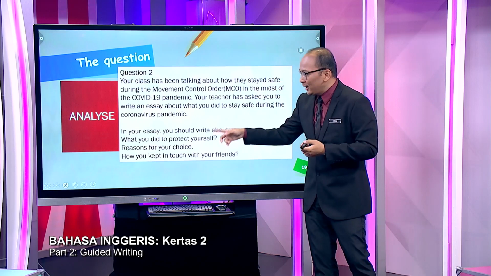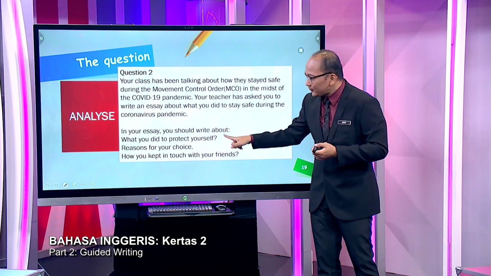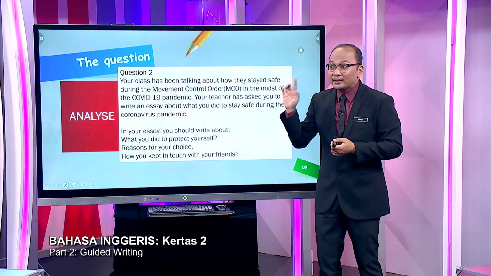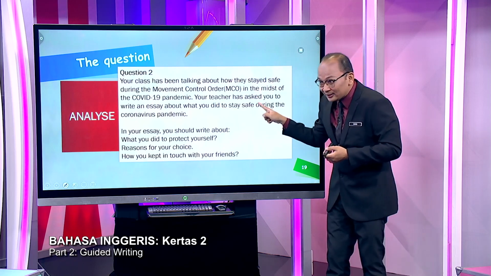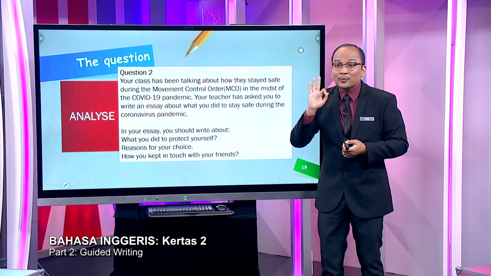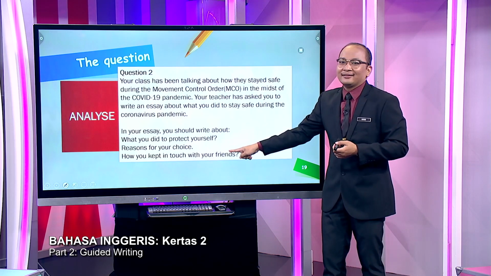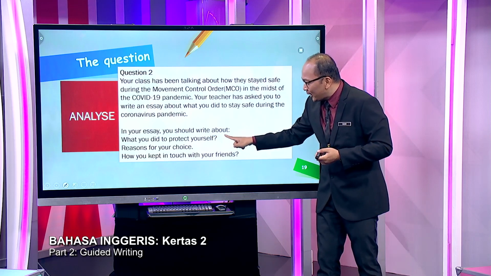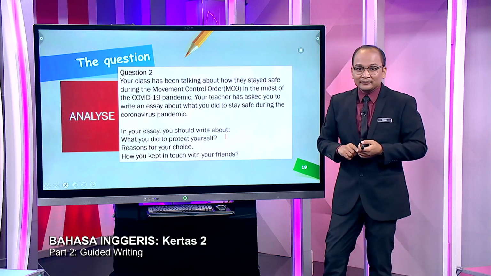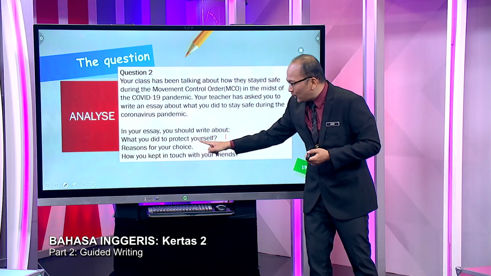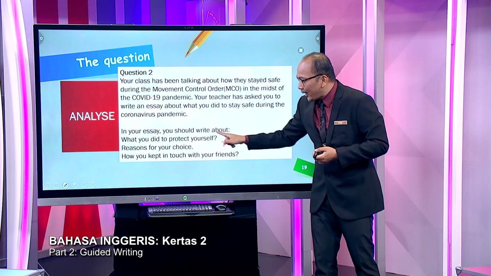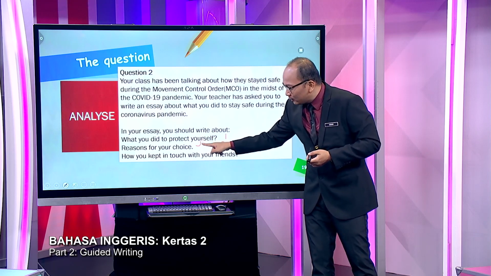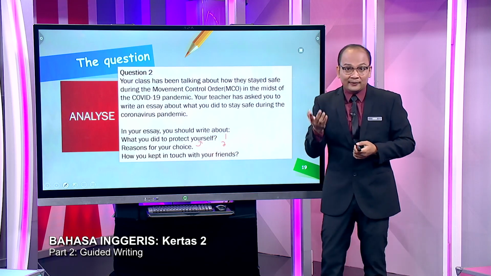Yeah. Right. So in your essay, you should write about, as you remembered, the requirement is you are given a situation and also 3 prompts. What are the prompts? Here. This is the first one. What you did to protect yourself, that is number 1. Okay. Reasons for your choice. So whatever that you choose over here is related to this, the second one. So you must give reason.